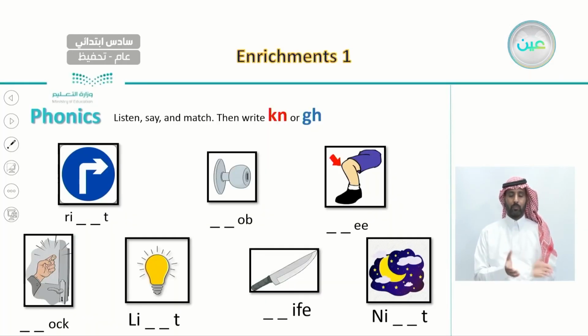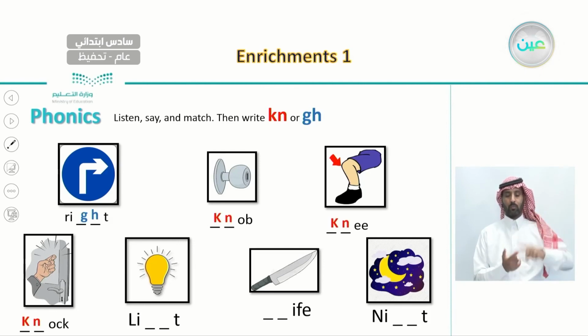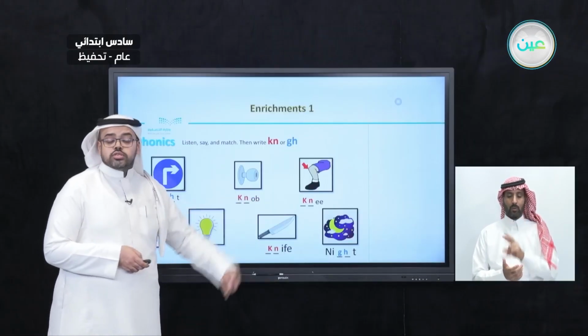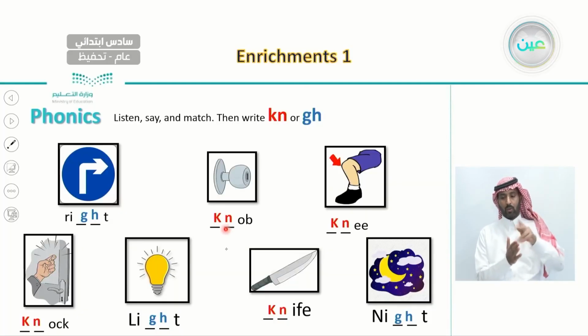And after this, with the phonics, we listen and match and write KN and also GH. We said that sometimes we write letters that we don't pronounce at all. Like, for example, here, the letters GH. Here we say right, light, night. And also letters that are silent, like the letter K when it's followed by N. For example, knob, knee, knife, knock.